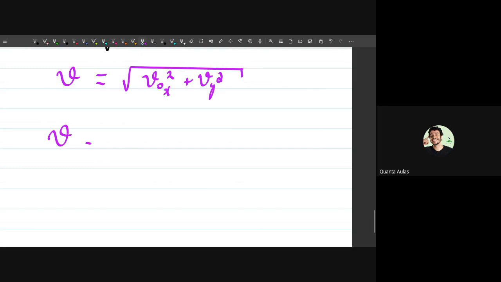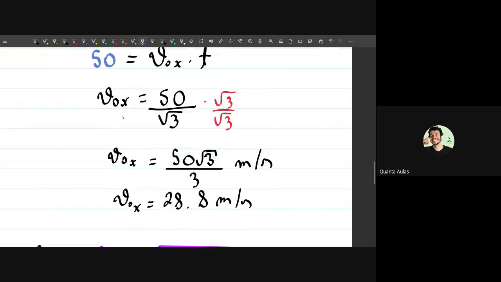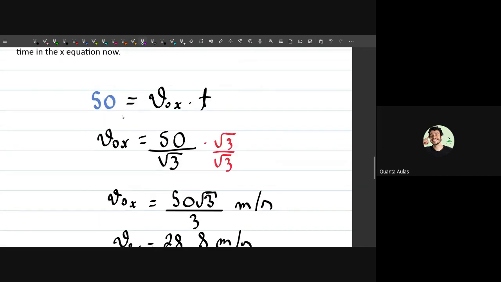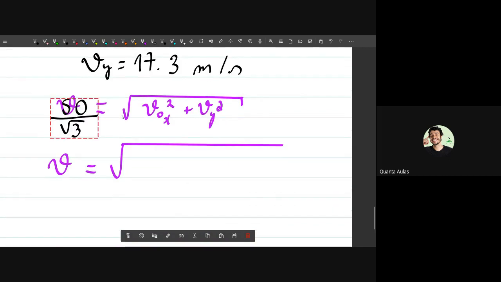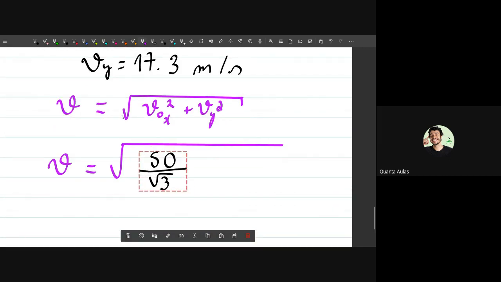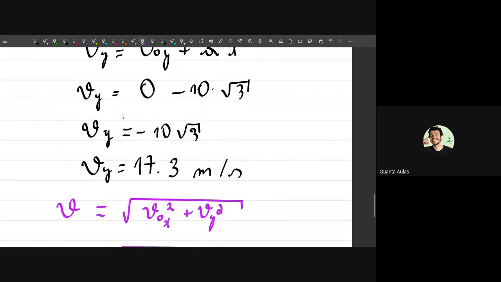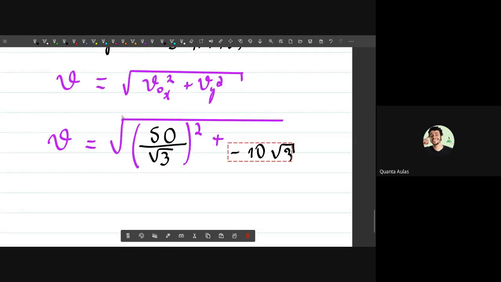So this is my choice. If you want, you can use the decimal values. I want to use the square root form. Okay, the 0x was this, for example, in the square root form. So I will put this here. This is the v0x velocity. In the y is this.